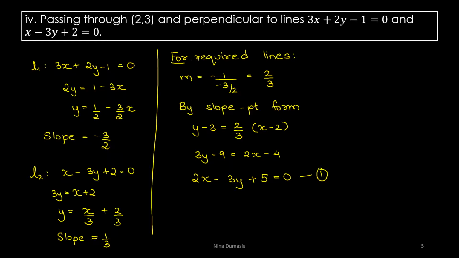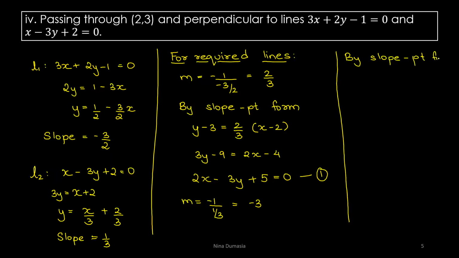In the same way we will find out the equation for the second line. So next m is equal to minus 1 divided by 1 by 3 which is equal to minus 3. So therefore, again by slope point form, y minus 3 is equal to minus 3 into x minus 2, which is y minus 3 is equal to minus 3x plus 6. I take everything to the left hand side and I get 3x plus y minus 9 is equal to 0. This is your equation 2.